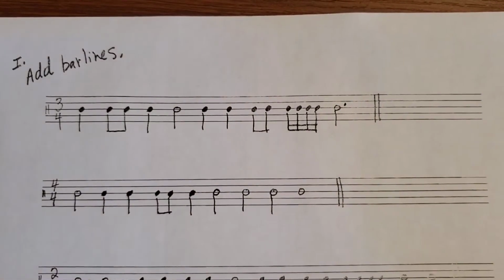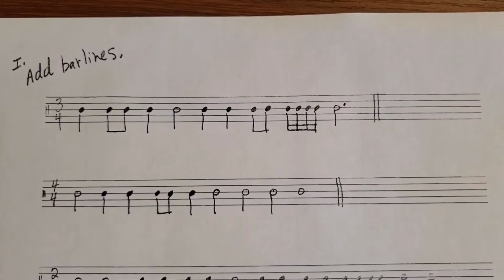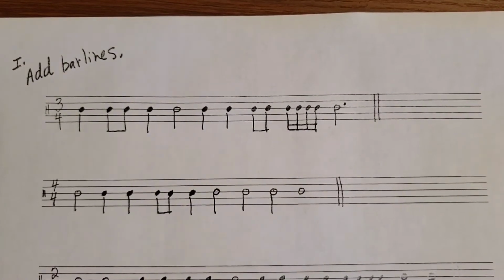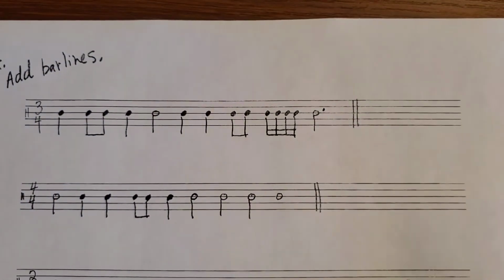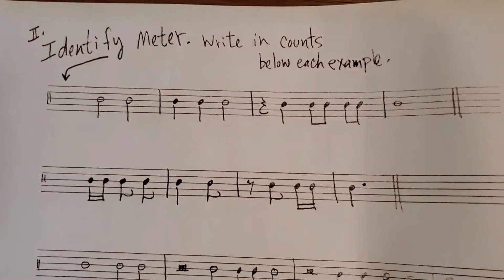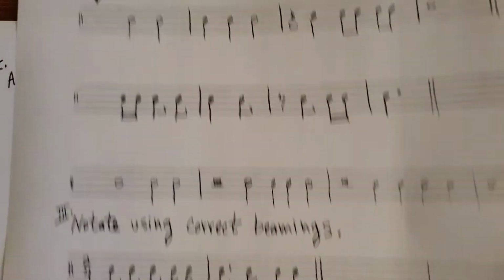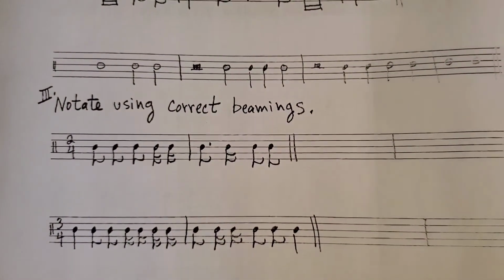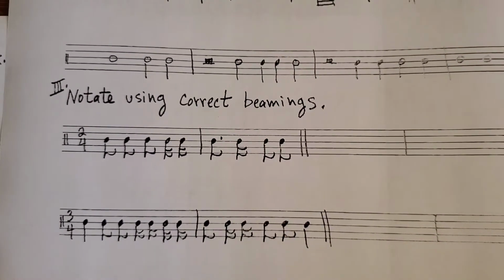This is a video to demonstrate some of the exercises that are very similar to those found on assignment number 5, Simple Meter Part 2. During the video, we're going to take a look at adding bar lines to some rhythmic passages. We will also look at how to identify the time signature or the meter given a rhythmic passage. And then we'll also look at notating some of the beats given some rhythms in a meter.